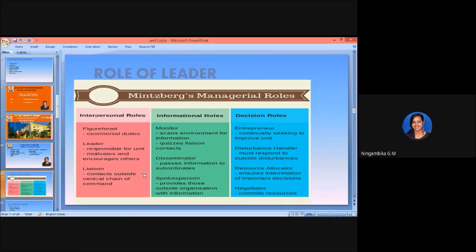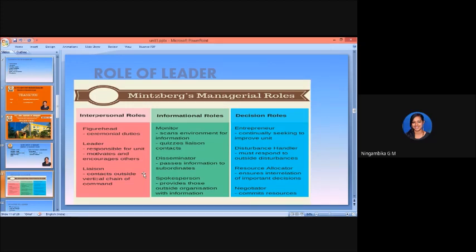The second one is the disseminator. He passes information to the subordinates, which was communicated from the top level management. So we can say that he acts as a mediator to communicate from the top level to the lower level. Last but not the least, under informational roles, that is the spokesperson.